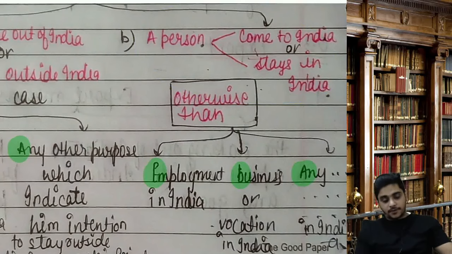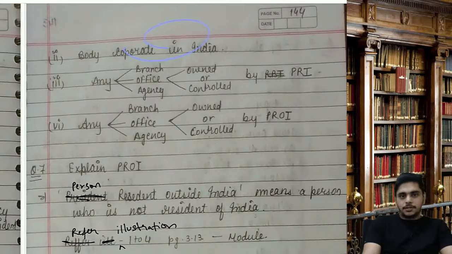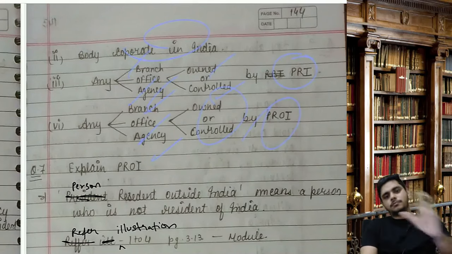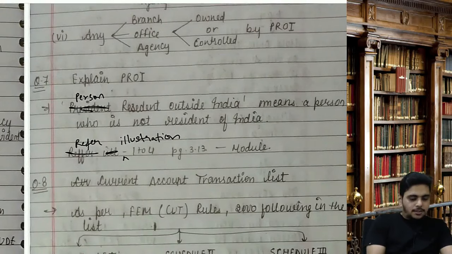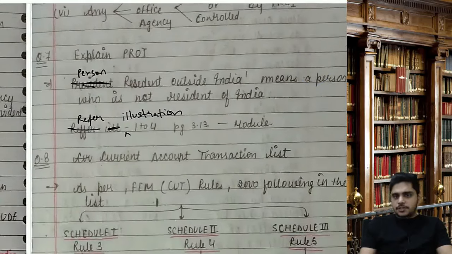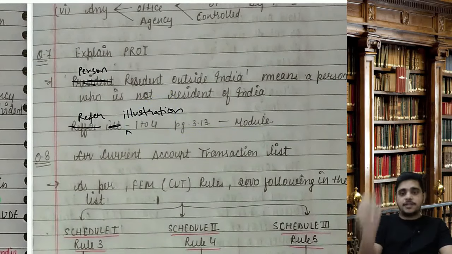Important answer, important definition. Then, a body corporate in India. Then, any branch office or agency owned or controlled by a PROI, what is it? It is also a person resident in India. Explain PROI. PROI means a person who is not a resident of India. There are four illustrations in the module and also in the book. People who have my book, the same illustrations are copied there on page 3.1. So very, very important illustrations. Those will only be repeated.